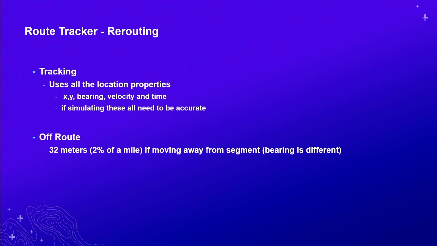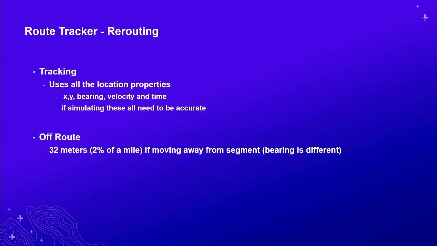Since we're talking about rerouting, I'd like to point out that the route tracker uses all the location properties to determine if it's en route. It mainly uses the X, Y, and bearing to determine if off route, but the velocity and time are also taken into account for various properties of the reroute. So if you're simulating, all these values should be accurate and consistent.